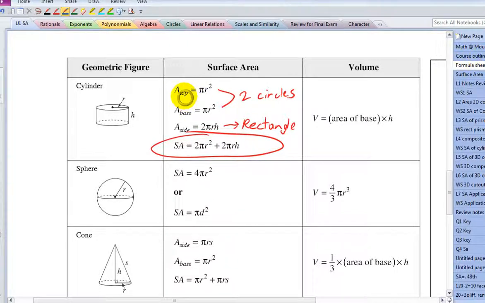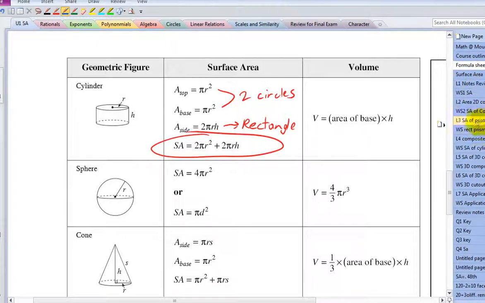Okay, so here we have the area of the top and the area of the base. That makes our two circles right there. Please write down your formula sheet. Okay, that's our two circles. And the area of the side is 2 pi r h. That's our rectangle. And we put them all together, add them all up. Good. Let's go back then to our notes.